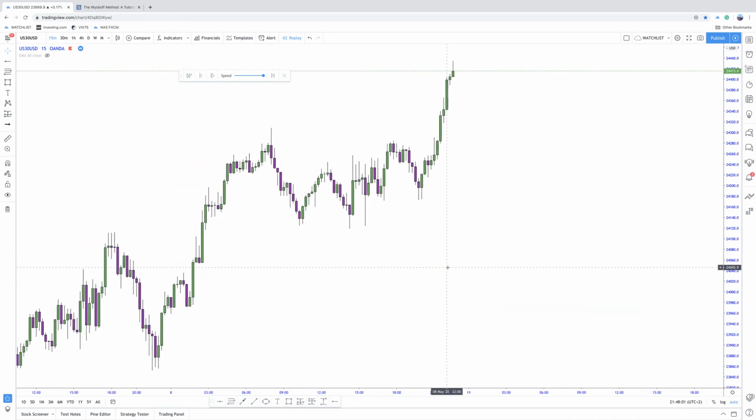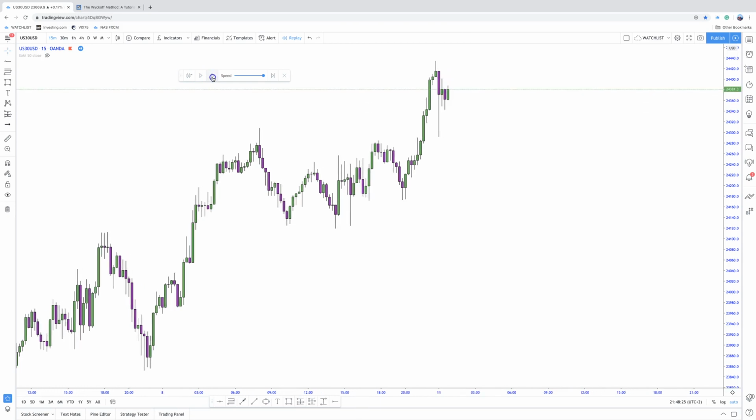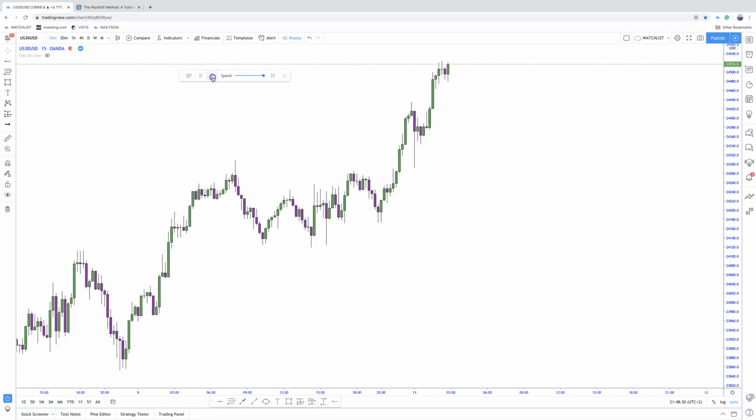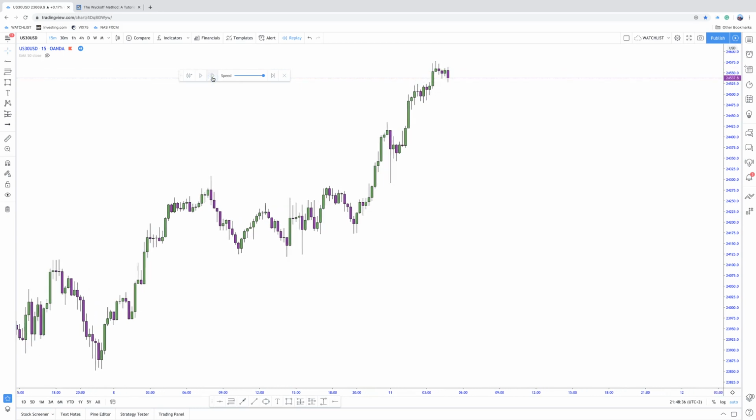Watching it from the open, 4 15-minute candles are an hour. So let's go through the first 2 hours, which is 4, 8, 12, 16, 20. Let's go through 20 candles. 1, 2, 3, 4, 5, 6, 7, 8, 10, 11, 12, 13, 15, 16, 17, 18, 19, 20. What's the time now? It's Monday morning, 4:45.